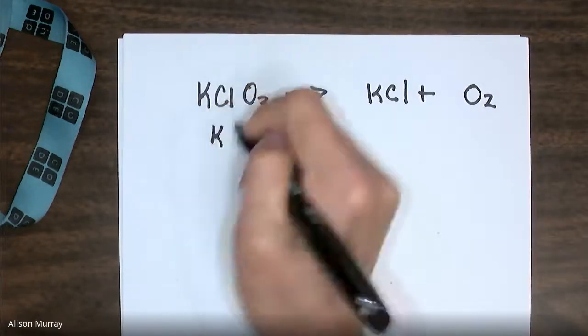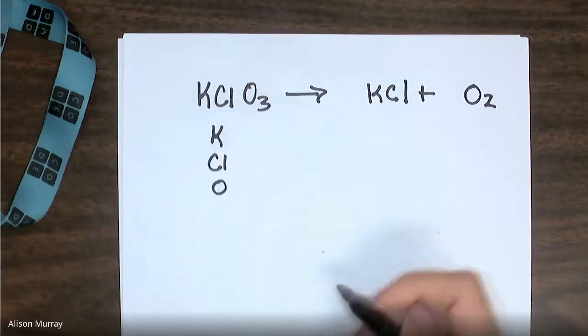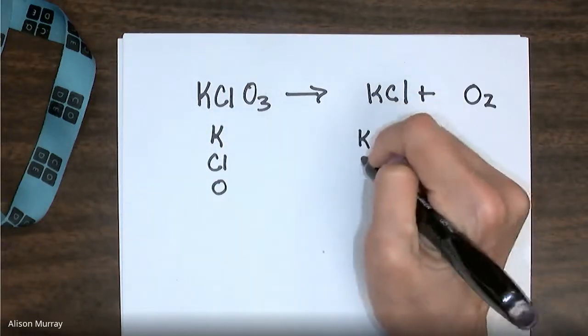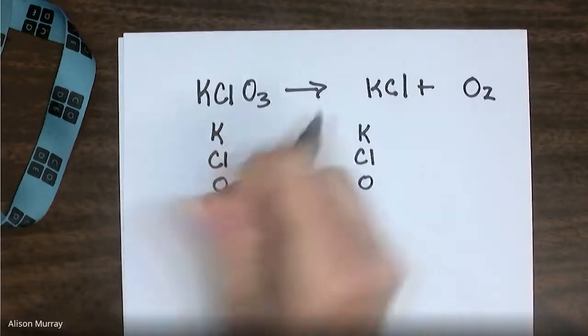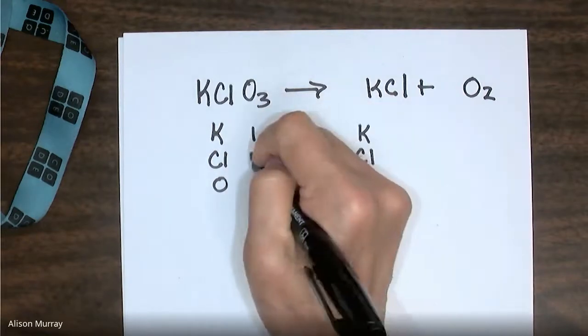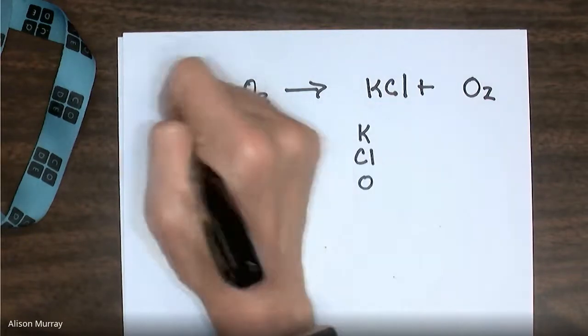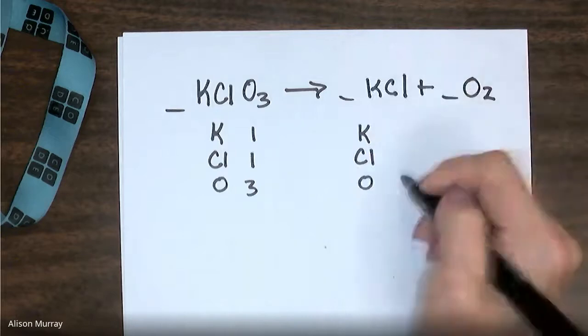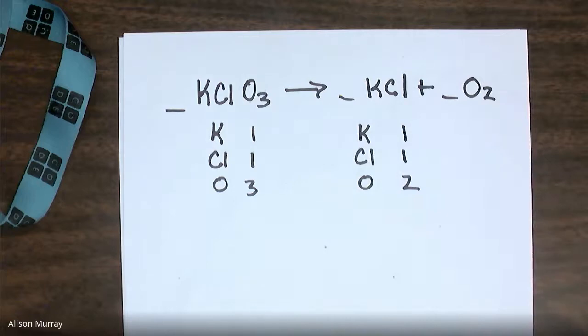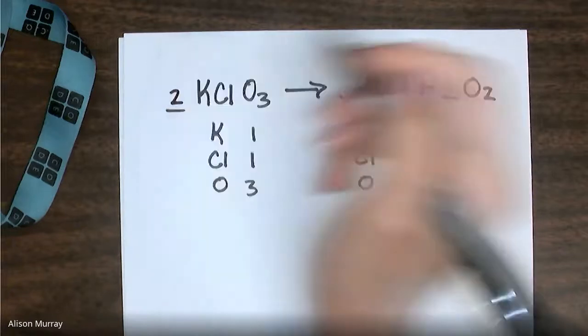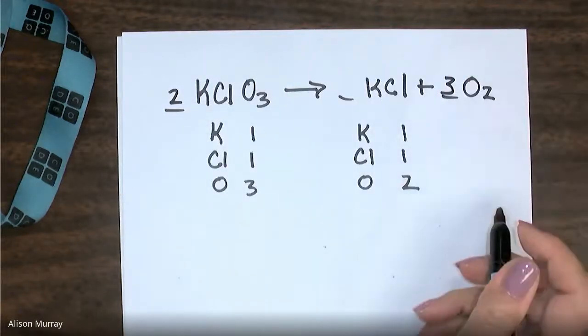We have K, Cl, and O on this side. We have K, Cl, and O on this side. We always have the same atoms. Once again, we can't create atoms. We can't destroy atoms. We have 1 K on this side, 1 Cl on this side, and 3 oxygens. On this side, we have 2 oxygens, 1 K and 1 Cl. Well, the Ks and Cls look good, don't they? But the oxygens don't. So again, we're going to put a 2 here and a 3 there.